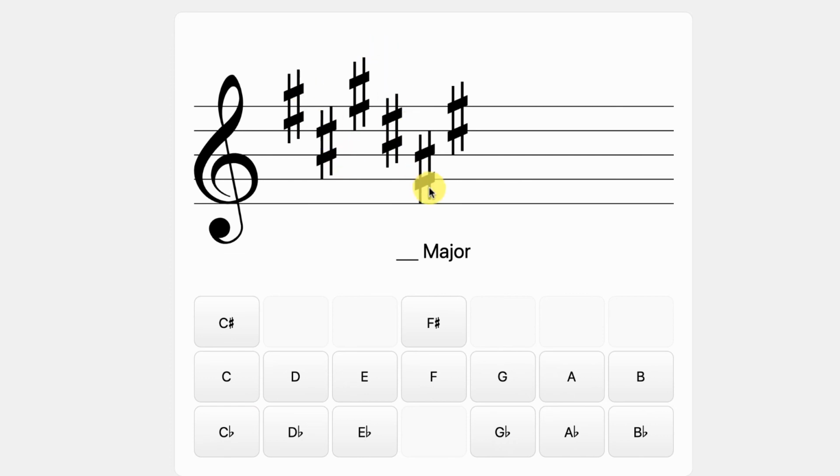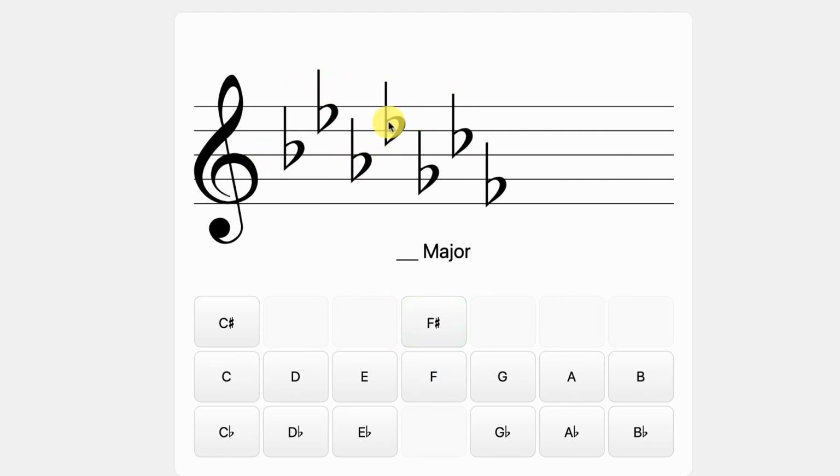1, 2, 3, 4, 5, 6 sharps. Look at the last sharp. The last sharp is E sharp. What letter comes after E? It's F. Now this F is F sharp. It's in the key, so you have to include the sharp when you determine the name of the key. It's F sharp major. F is not correct. F sharp major.